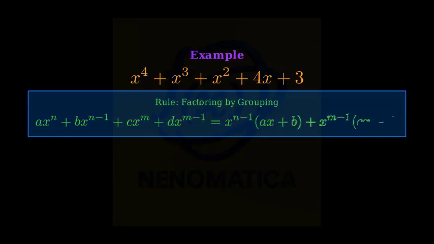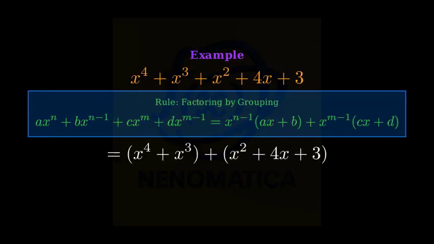We want to factor the following expression: x to the fourth power plus x cubed plus x squared plus 4x plus 3. The first step in our factoring process is to group the terms. We'll group the first two terms together and the last three terms together. This gives us x to the fourth plus x cubed plus x squared plus 4x plus 3.